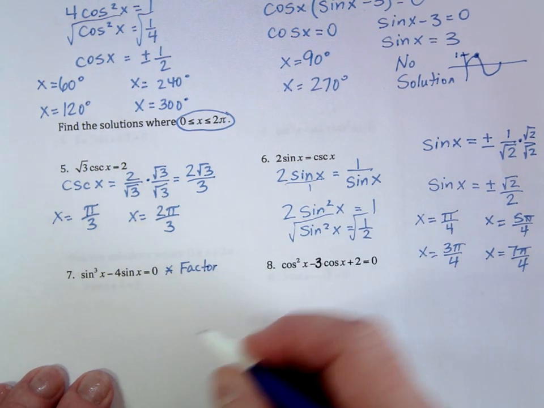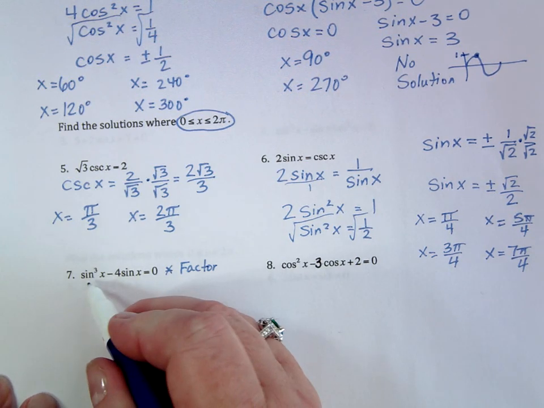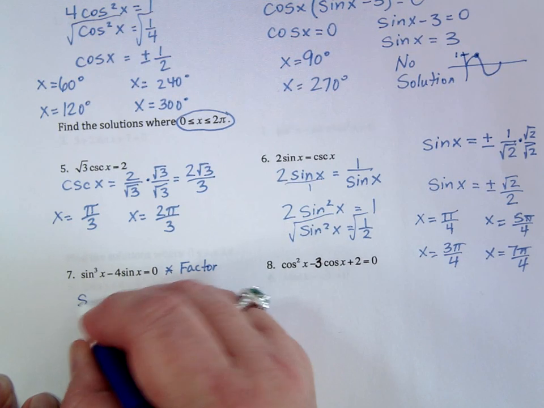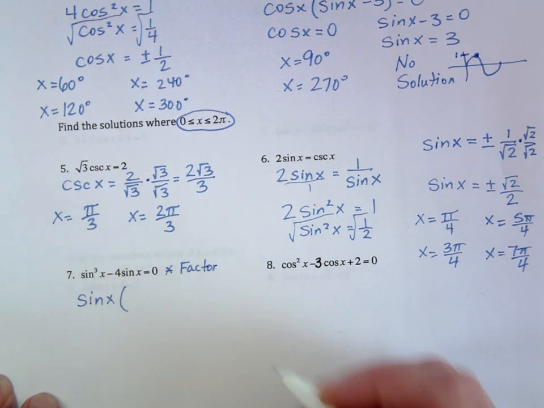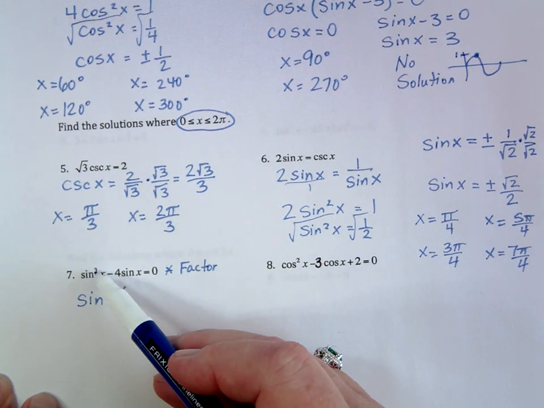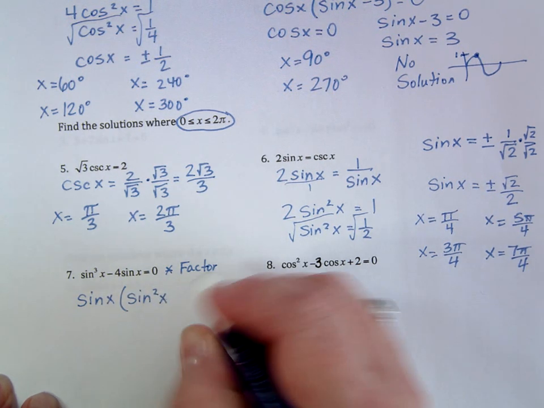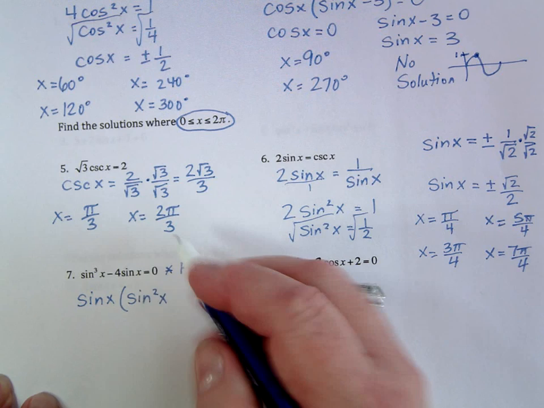So I'm going to take, this has 3 sines, this has 1 sine. I can only take out the smaller number. So I'm going to take the sine of x, factor that out. And if I take 1 from the 3 that I started with, I still have 2 left. Sine squared x. If I take this sine away, I'm left with just a 4.